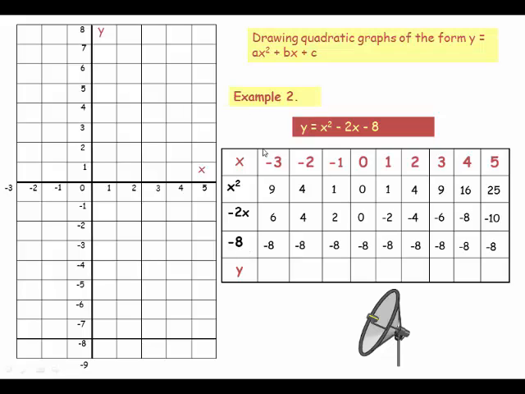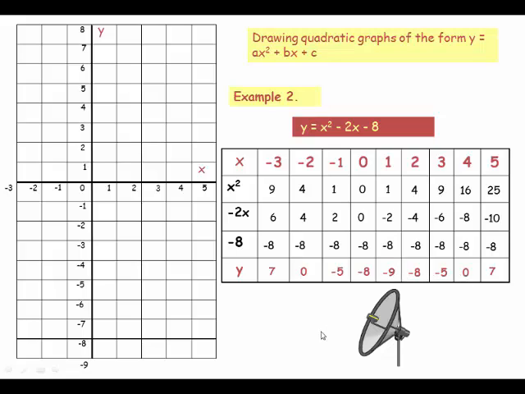So when I put negative 3 into the three parts of the rule, I get these numbers. To work out the y value, I add these together. 9 plus 6 is 15, take away 8, is 7. And for -2, plus 4 minus 8, the column makes 0. When I put in negative 1, I have the values 1, 2 and negative 8, so that's negative 5. Continuing: negative 8, negative 9, negative 8, negative 5, 0, and 7. You'll notice the values in the table are symmetrical.